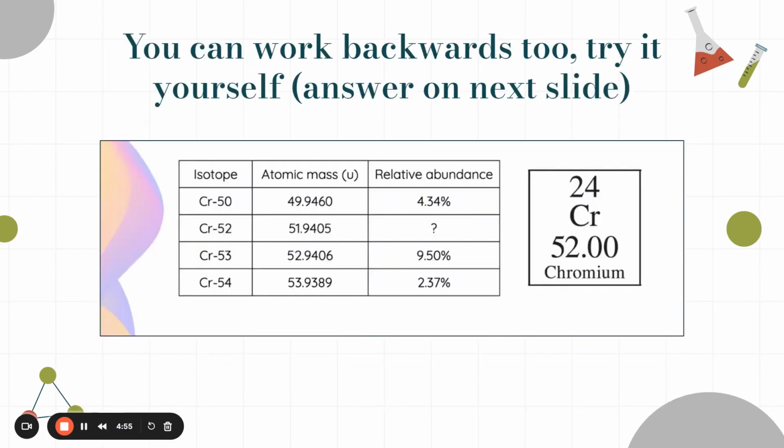So you can use the formula to work backward too, by using it to find the relative abundance of a certain isotope. And so I'd encourage you to pause the video and try to find out using this information here. What's the relative abundance of chromium 52?